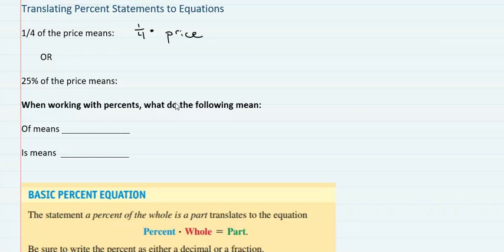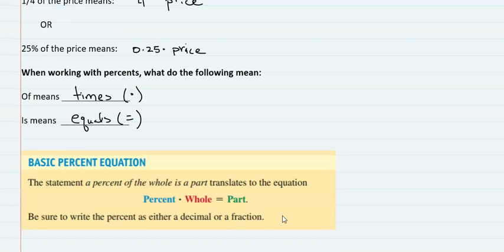1/4 of the price. So 25%, we have to put it in decimal form first. So we'd say 0.25 times the price. So you can use decimals or you can use fractions with percents. Because now that we've talked about how to convert between them, you can use any of those things. So make sure that you know that of means times, or we use the dot usually, and is means equals. Okay, so make sure you know that.